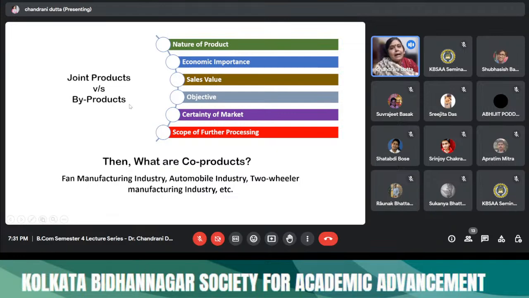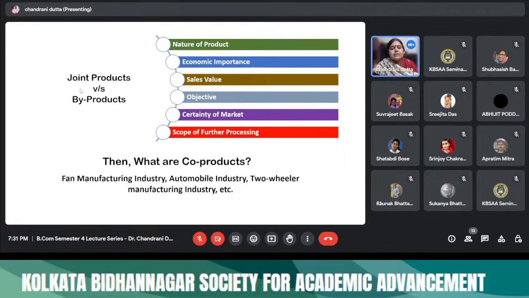Okay, now ম্যাম একটা কোশ্চেন ছিল ম্যাম। হ্যাঁ বলো। ম্যাম নেচার অফ দ্য প্রোডাক্টটা আরেকবার একটু বলবেন? হ্যাঁ, নেচার অফ দ্য প্রোডাক্ট হচ্ছে, জয়েন্ট প্রোডাক্টটা হচ্ছে আমার মেন প্রোডাক্ট, প্রাইমারি প্রোডাক্ট, ঠিক আছে? আর বাই প্রোডাক্ট হচ্ছে মেন প্রোডাক্ট নয়, it is a secondary product or an incidental product which is getting manufactured.